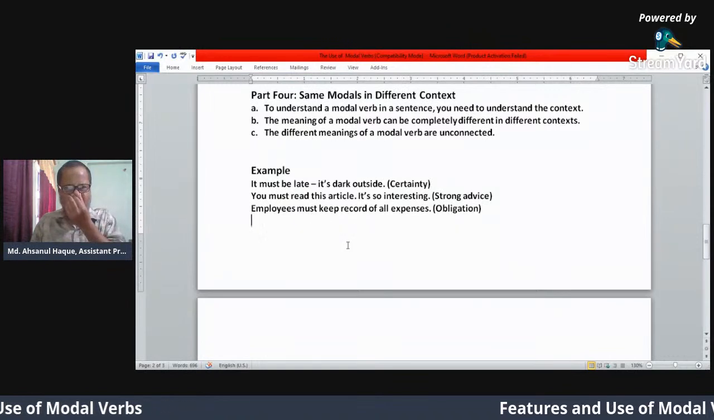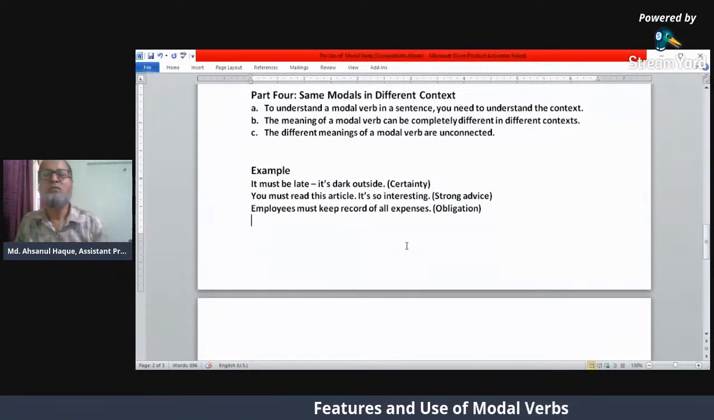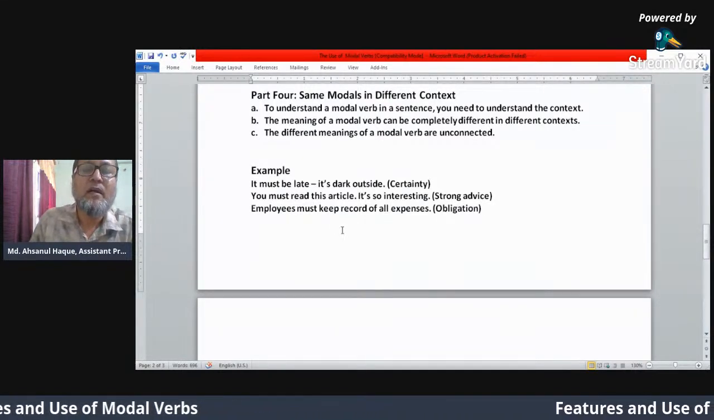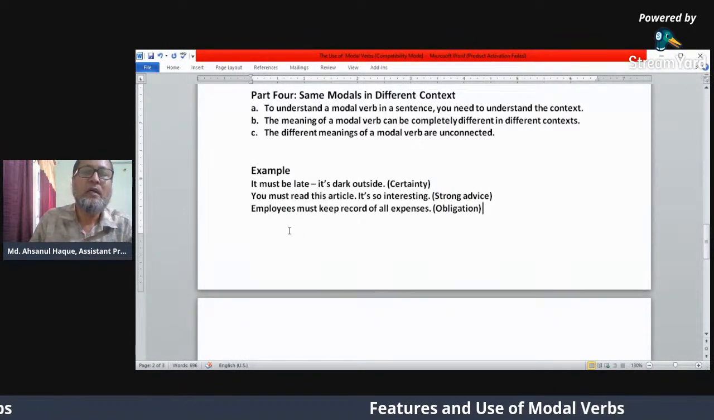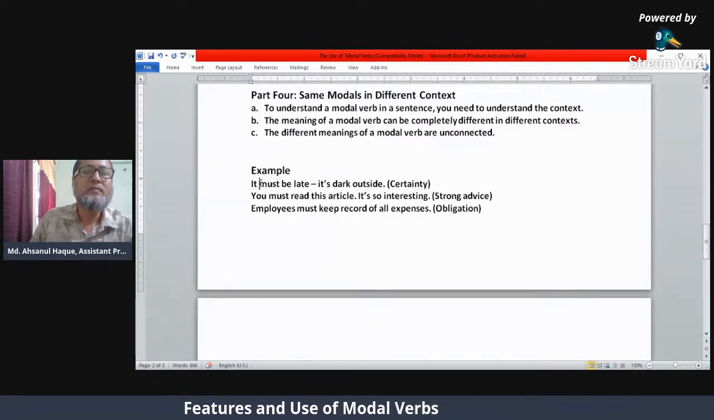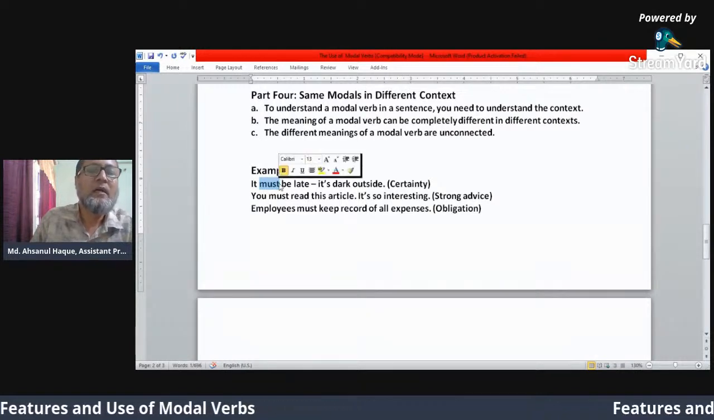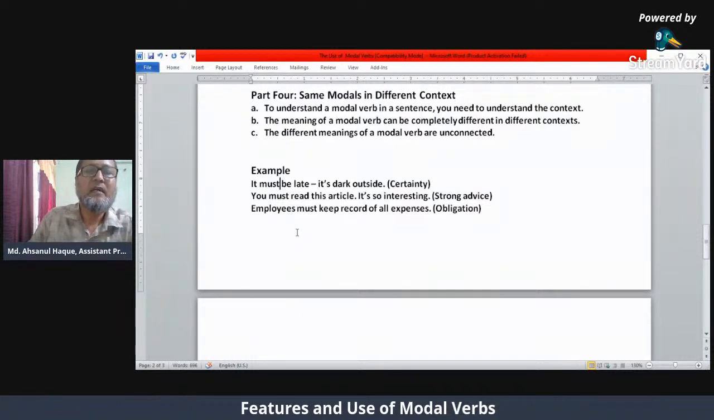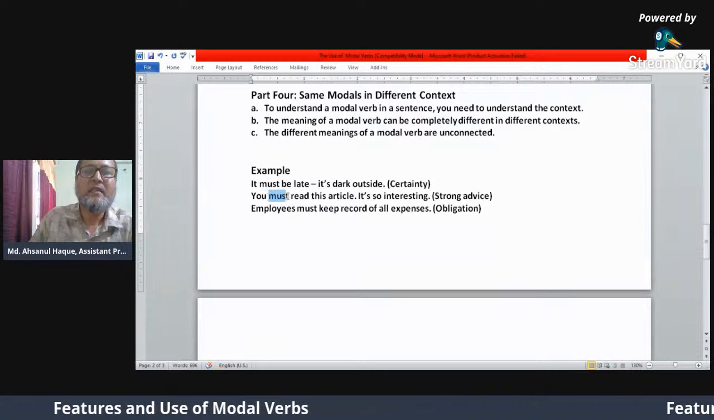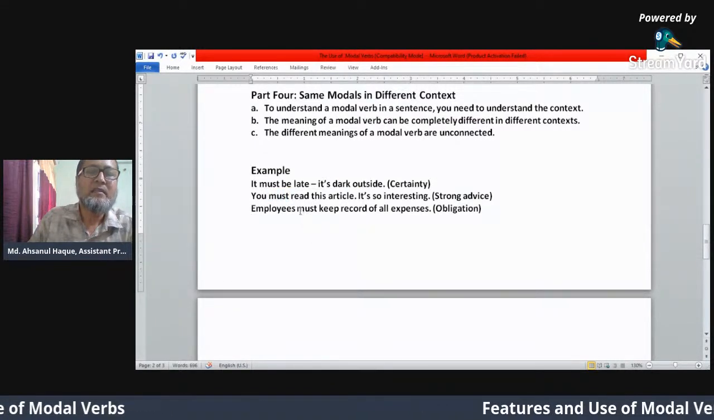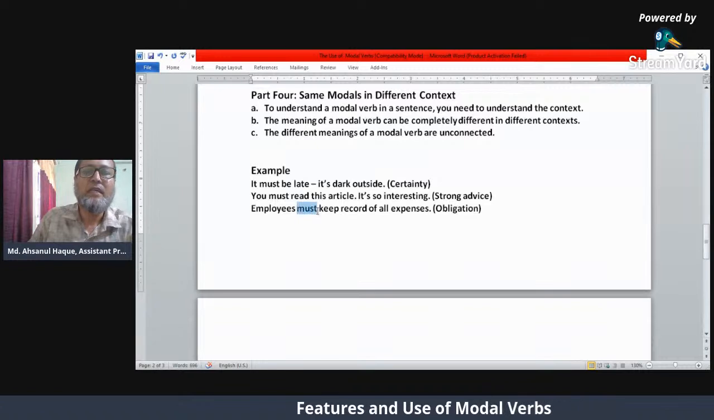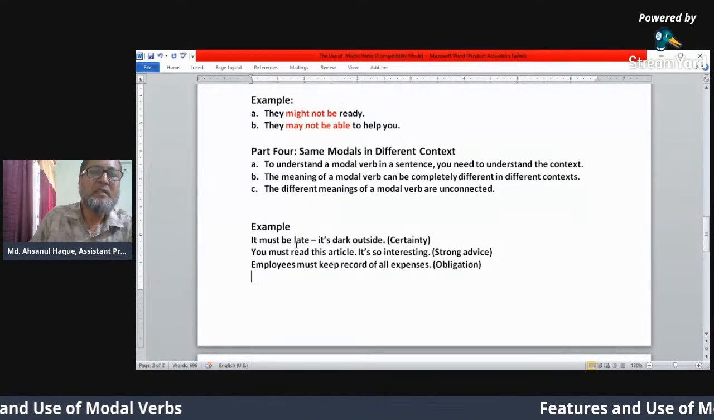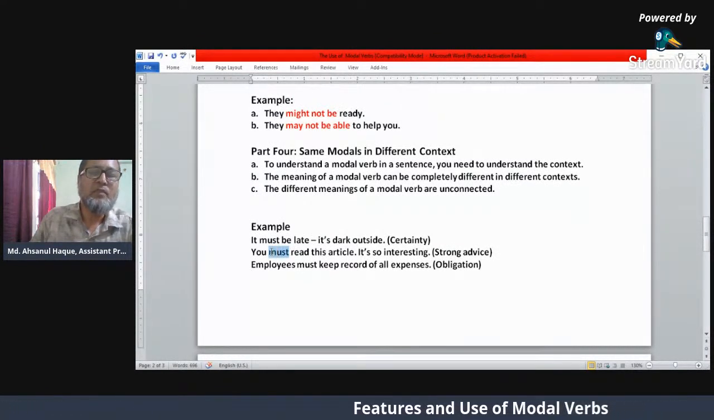Employees must keep a record of all expenses. Obligation, because employees are bound to keep a record of the expenses. So it's an obligation. That means in the first sentence, must is used to indicate certainty. In the second sentence, must is used to indicate advice. And in the third sentence, must is used to indicate obligation. You see, must is used in all three sentences, but we understand the meaning from the context.